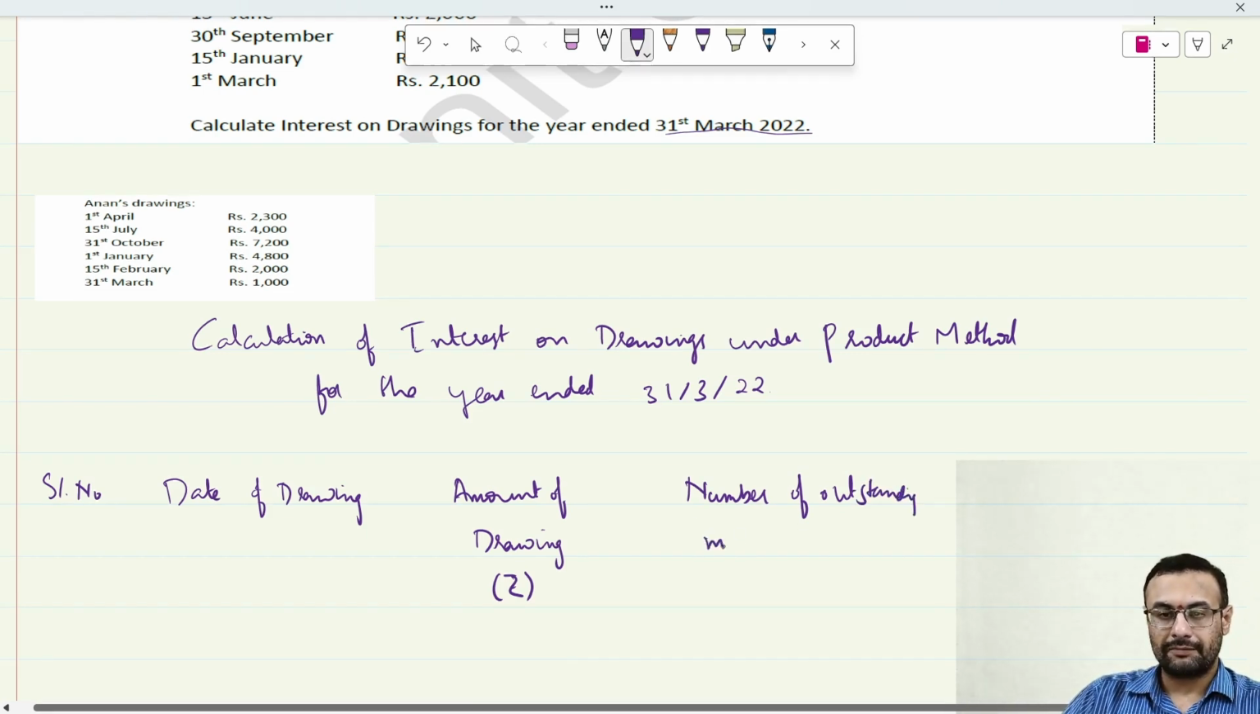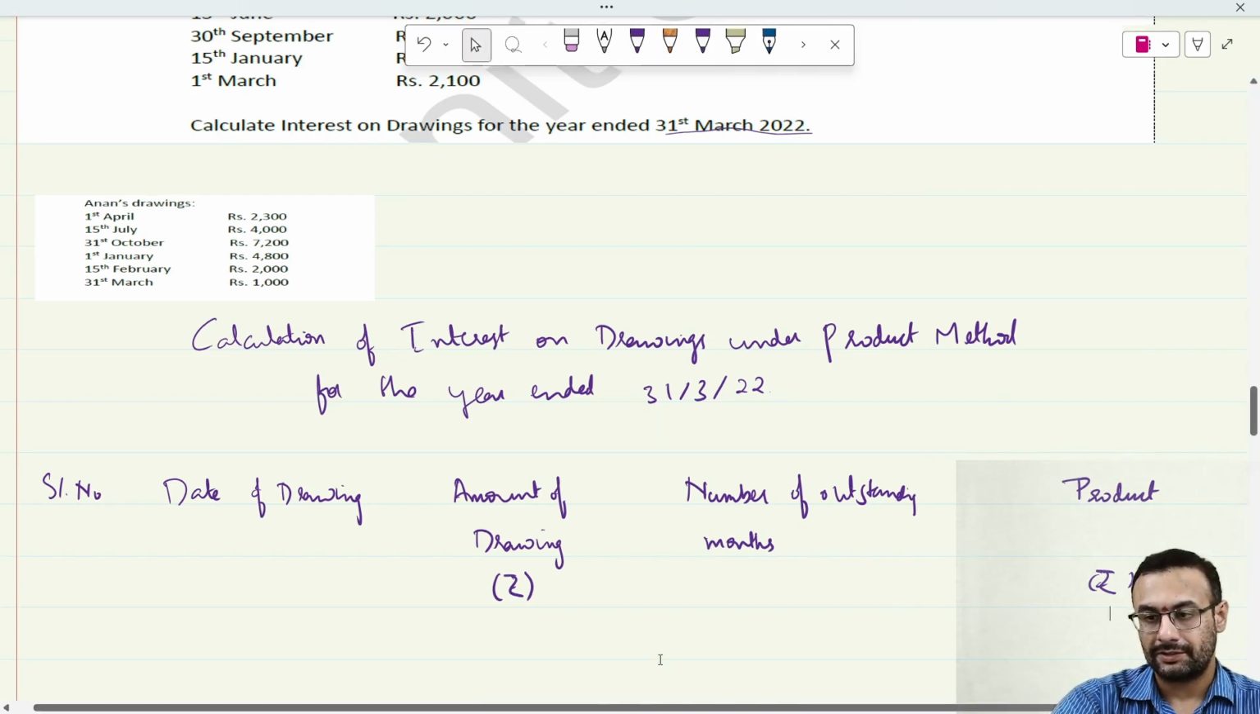This number of outstanding months is written differently by different teachers. Everything is correct, but the PU board is following this particular wording, so please follow this one. Number of outstanding months, and the last column will be product. Here also you should mention rupees. These two columns, the amount of drawing and the product column, should have the word rupees.